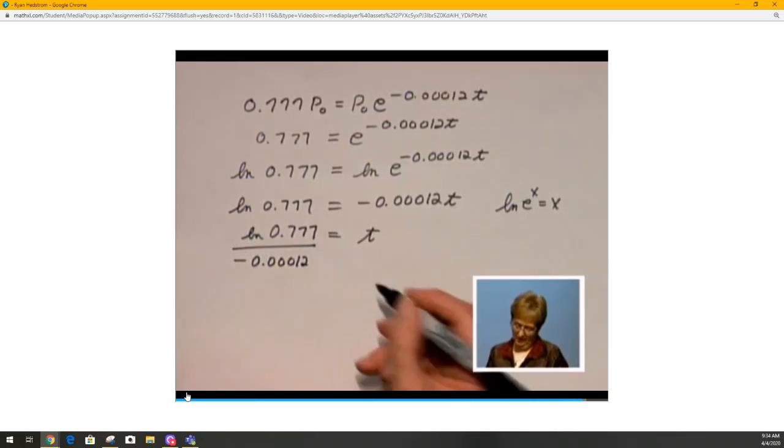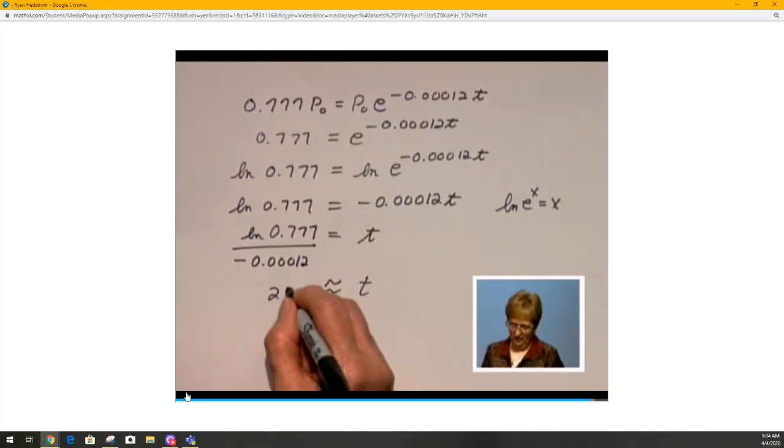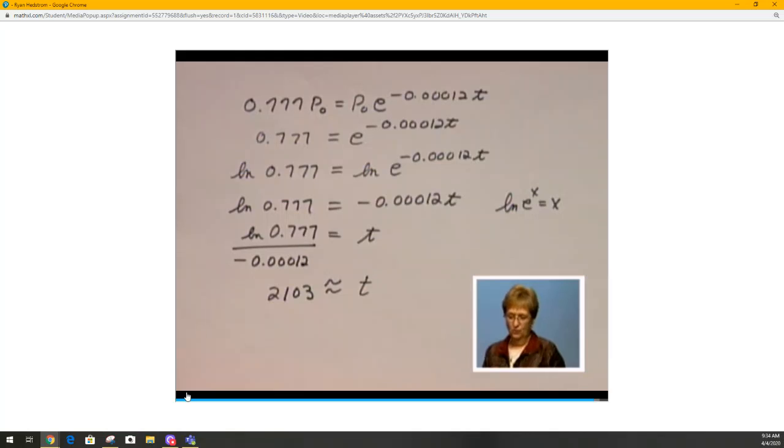And then using our calculator, we evaluate and we have t is approximately 2,103, which tells us that the linen wrappings were about 2,103 years old. Okay, so that's a very good example of where you can use video to solve these problems when video is available. And also, she did a really good job showing all the steps you need to do to solve this problem.